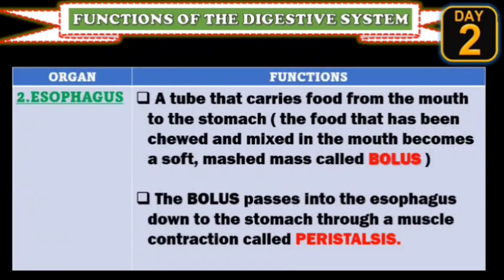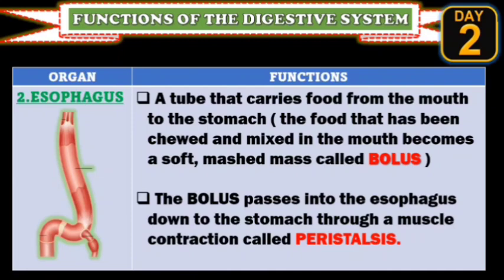Organ number 2 is the esophagus. The functions of the esophagus are the following. It is a tube that carries food from the mouth to the stomach. The food that has been chewed and mixed in the mouth becomes a soft mass called bolus. The bolus now passes into the esophagus down to the stomach through a muscle contraction called peristalsis.